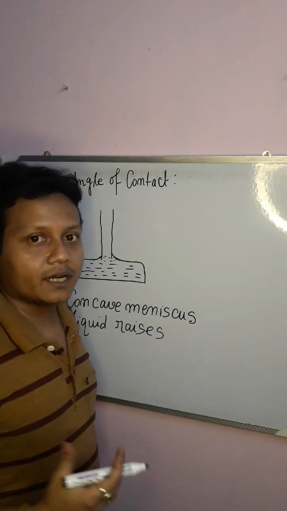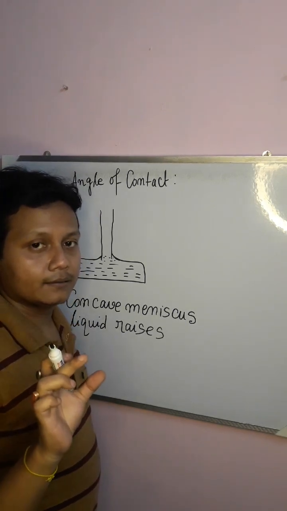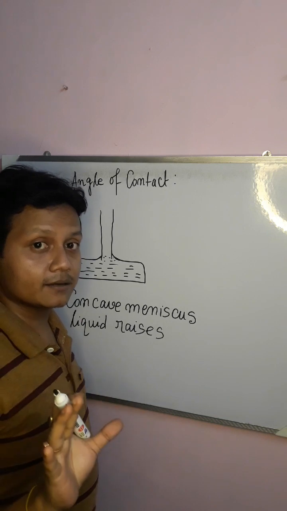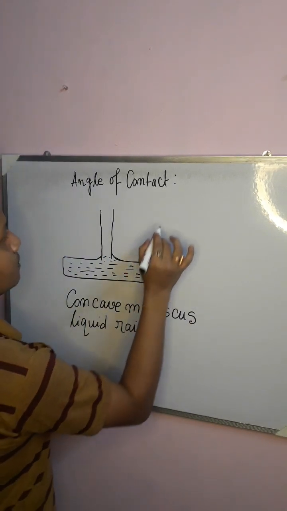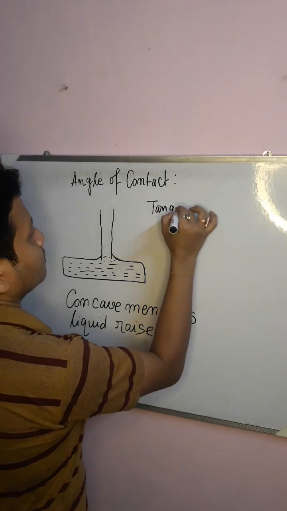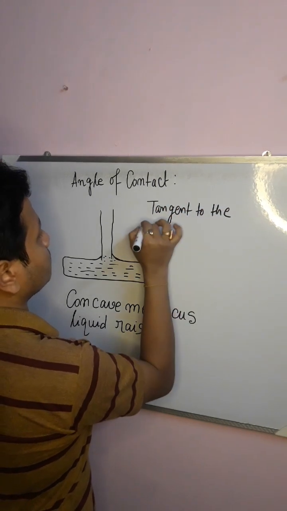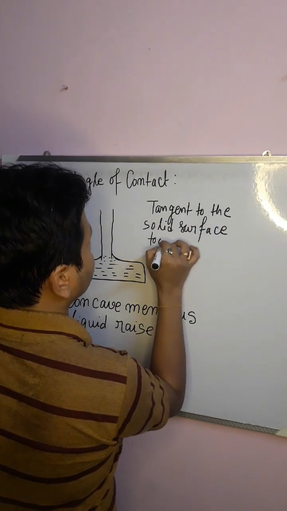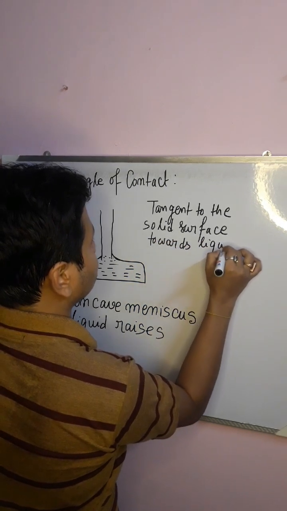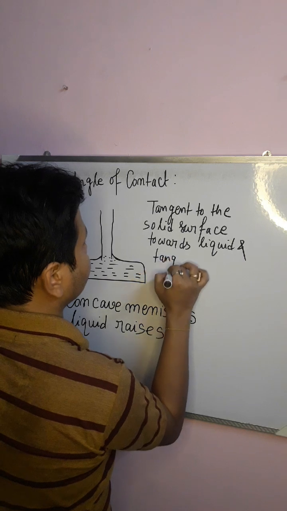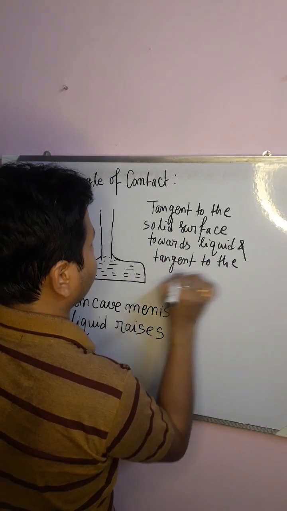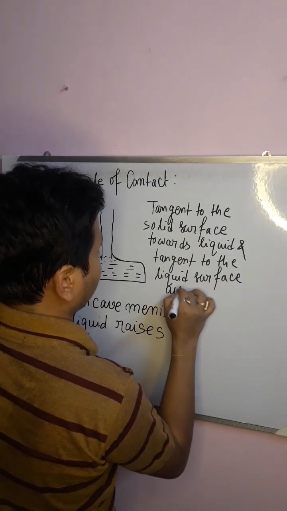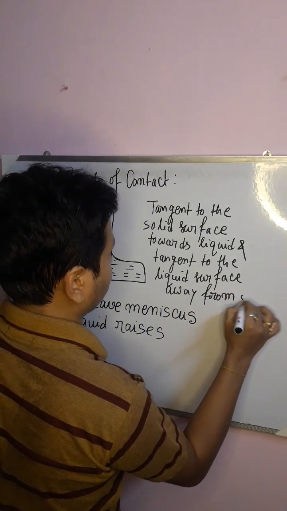Now angle of contact, we will define it as the angle between the tangent to the solid surface towards the liquid and the tangent to the liquid surface away from the solid. So: tangent to the solid surface towards the liquid, and tangent to the liquid surface away from the solid.